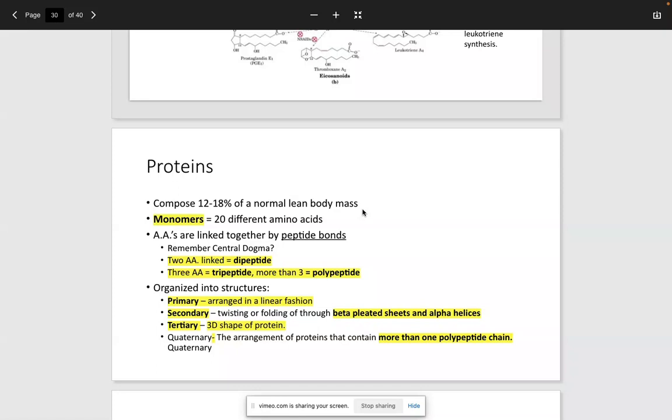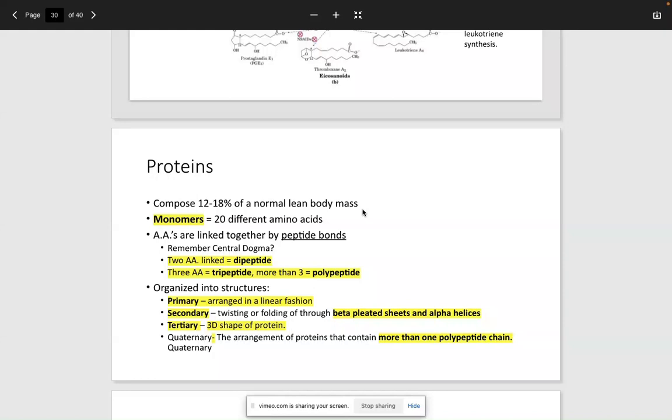If I were to say that it was in a three-dimensional shape, what would that be? It's tertiary, absolutely. And then quaternary is just whenever there's more than one polypeptide chain associated. So a good example of this is hemoglobin. You have 4 heme molecules bound to a globin chain. This is an example of a quaternary structure.